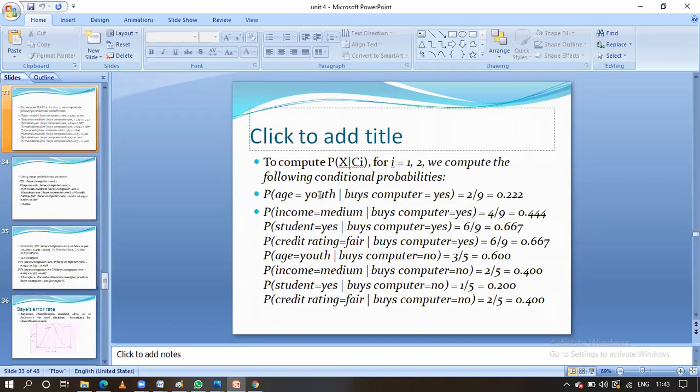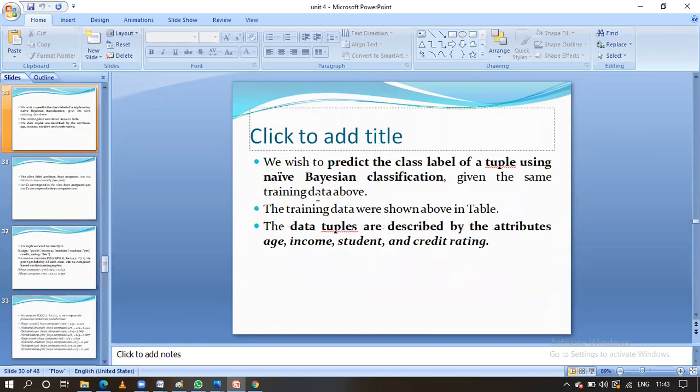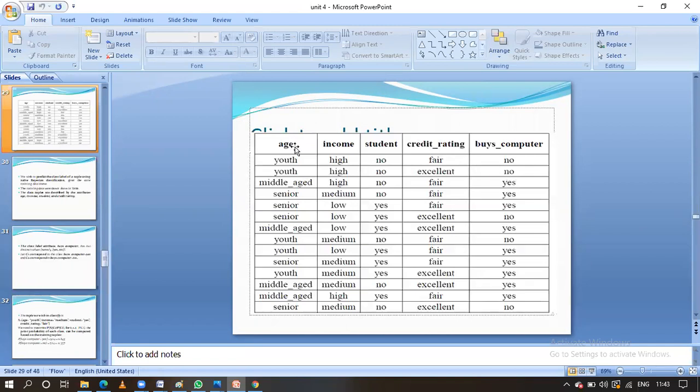Particularly for the probability of buying a computer equal to yes, how many have age equal to youth? That is 2, so 2 by 9, guys. I will explain this one. Among the records where buying a computer equal to yes, we have to check and count only those with age equal to youth.